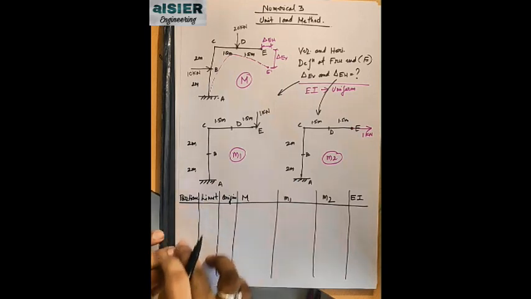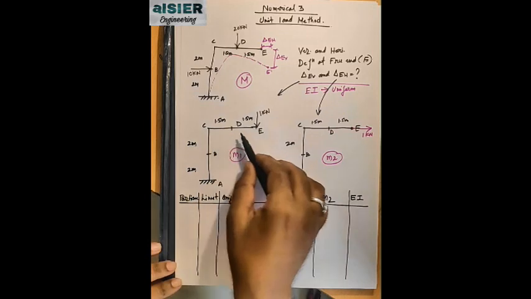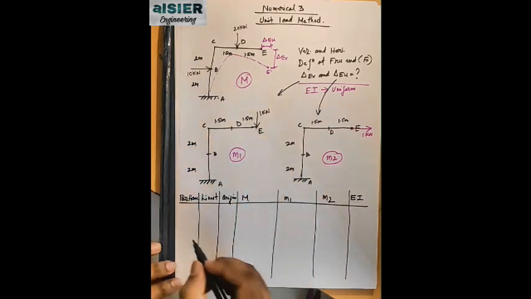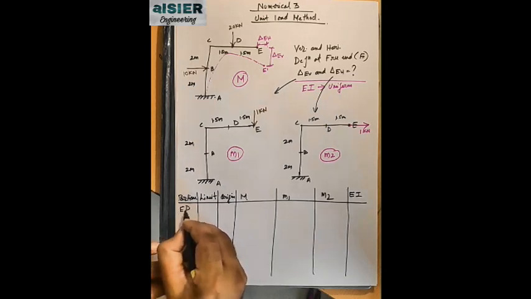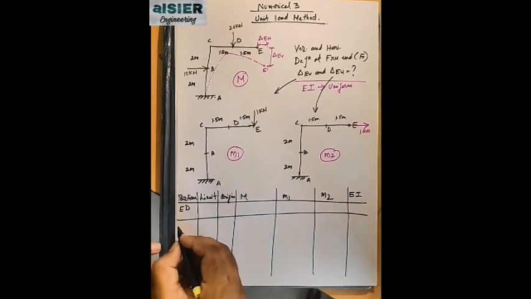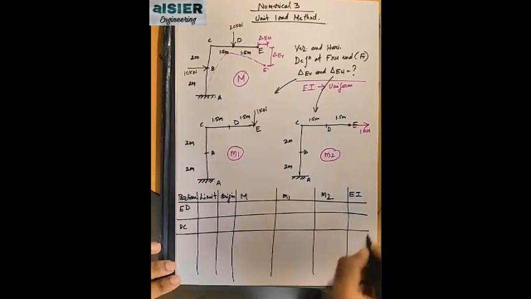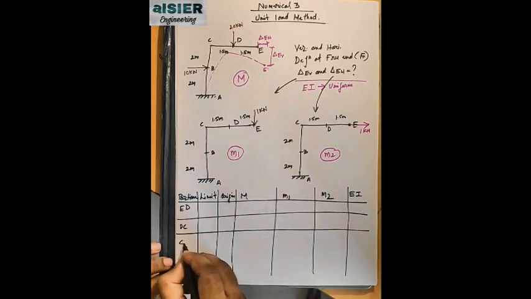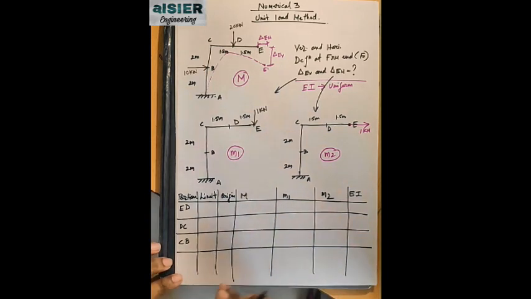Now here we will first write down the portions. So how many portions we have? We have AB, BC, CD and DE. So I will write down in reverse order. So I will write down first ED, then next one is DC, next one is CB, and last one is BA. Okay.